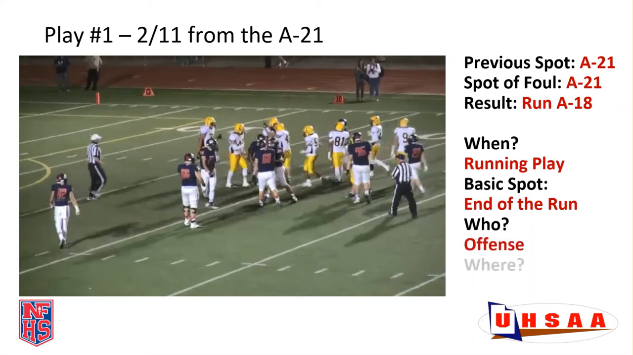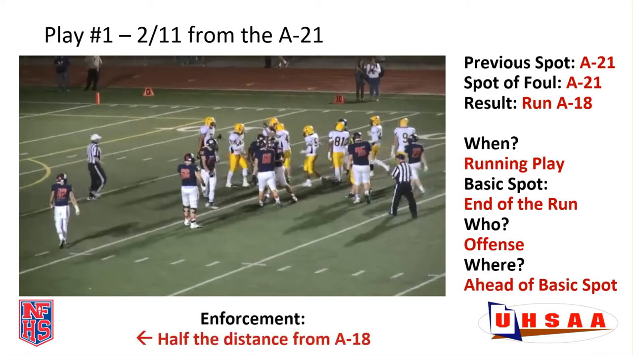Who commits the foul, offense or defense? Offense in this case. And is this committed ahead of or behind the basic spot? Well, the basic spot is the end of the run, which is the A18. Our foul occurs 3 yards beyond. So the foul is ahead of the basic spot. This is the upper left quadrant in our chart. So our enforcement is half the distance from the A18.